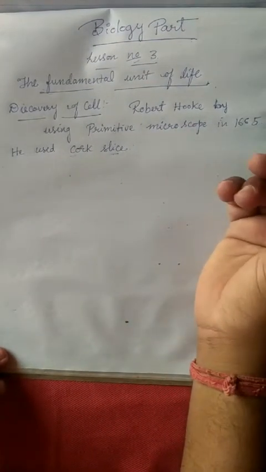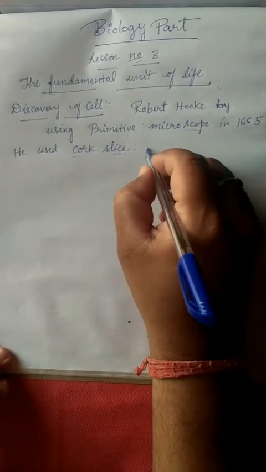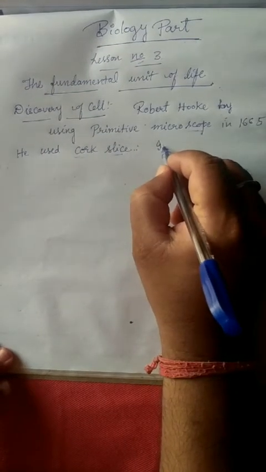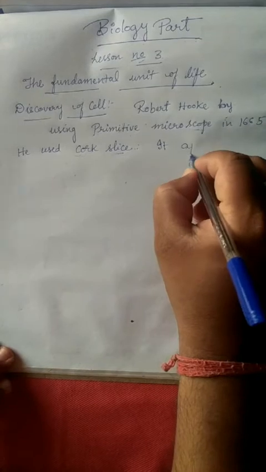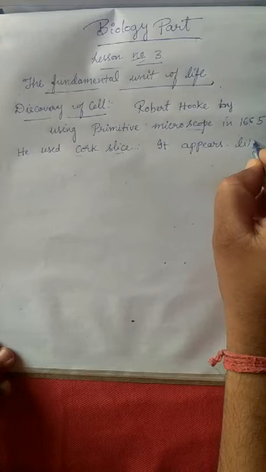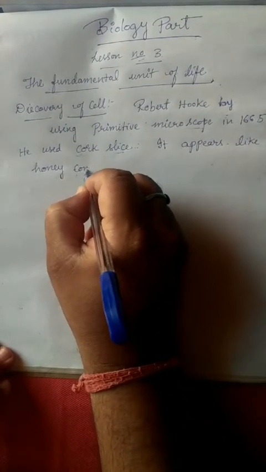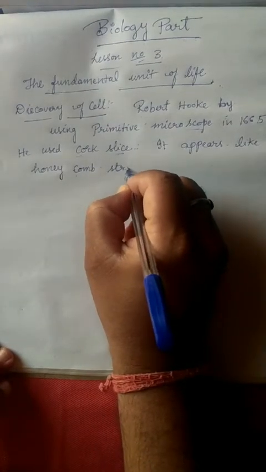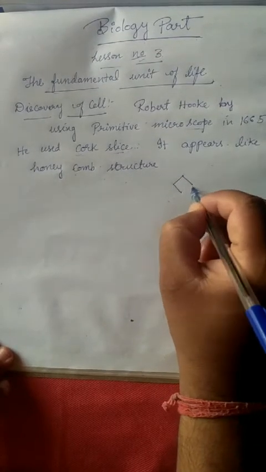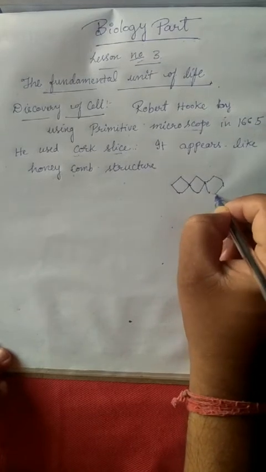So how does it appear in the microscope? It appears like a honeycomb structure. When Robert Hooke discovered the cell, it appeared like these honeycomb structures.